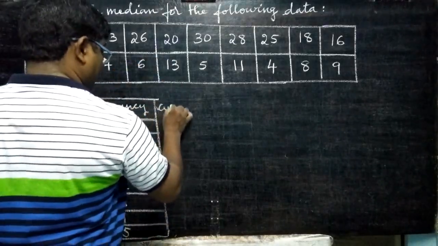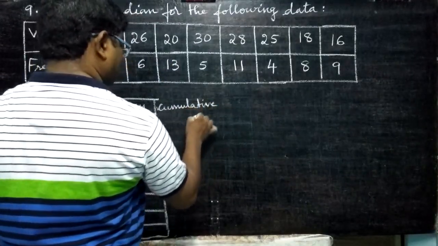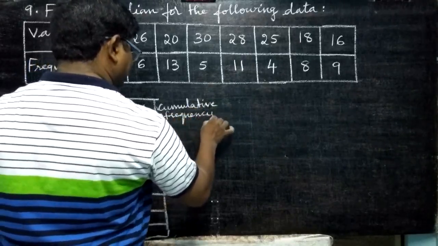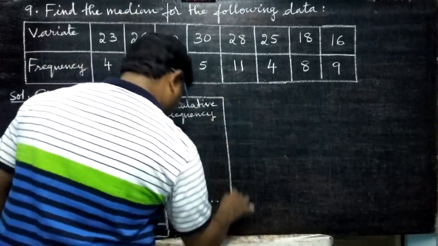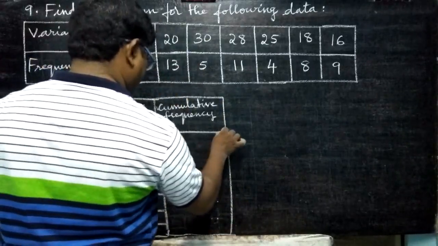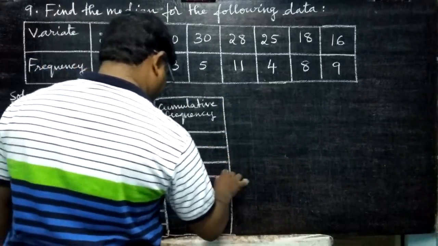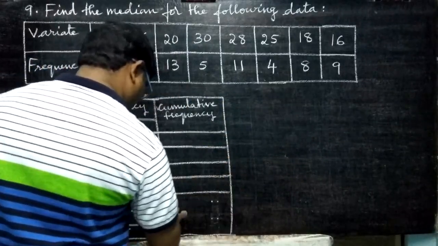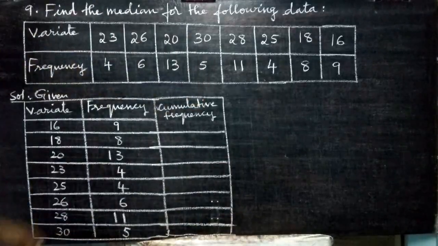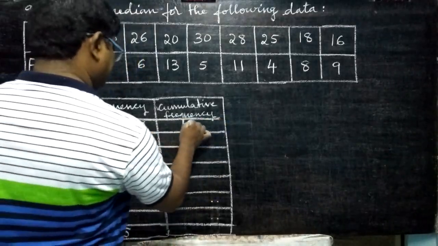Next, cumulative frequency. How to find cumulative frequency? I told you just now. Just adding the frequencies one after another. That is called cumulative frequency. So be careful in adding cumulative frequencies. Carefully add. That's all. Now, first one as it is 9.